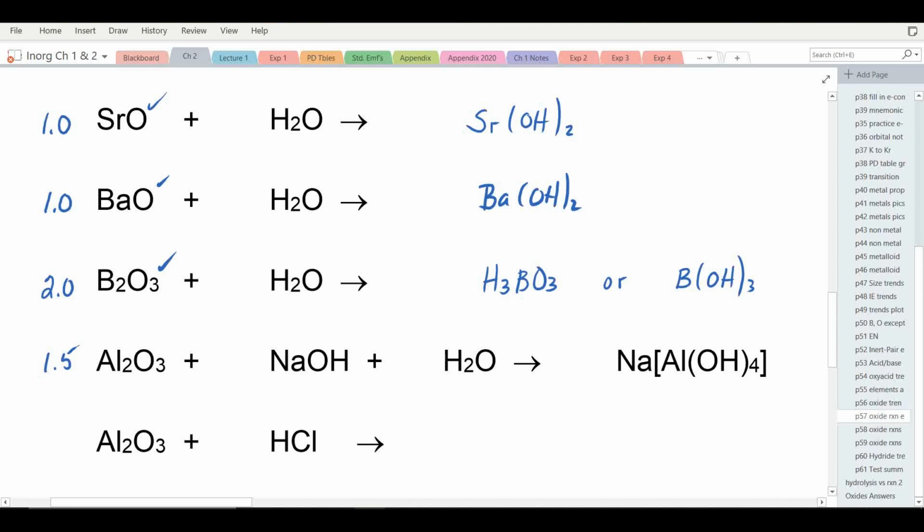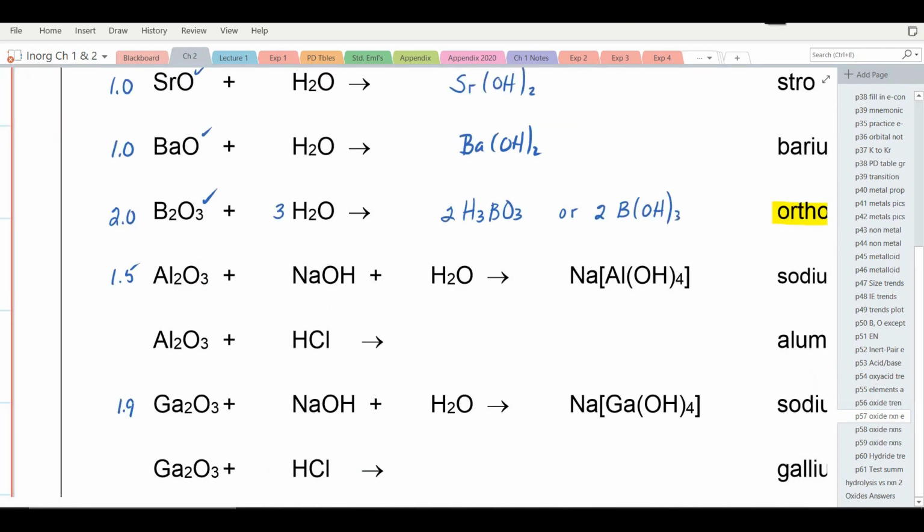Is this balanced? I have 2 borons on the left. I better put a 2 on the right. That gives me 6 hydrogens. We'll need a 3 here. That gives me 6 oxygens, which we have, and that's balanced now.